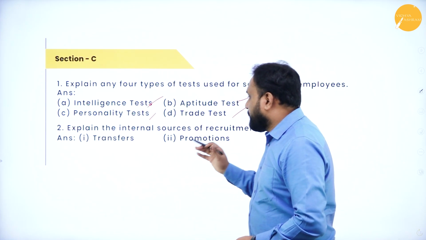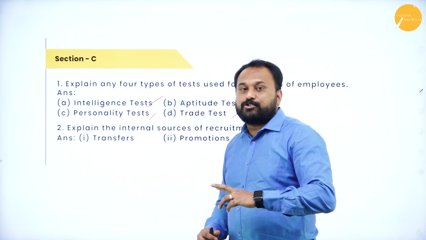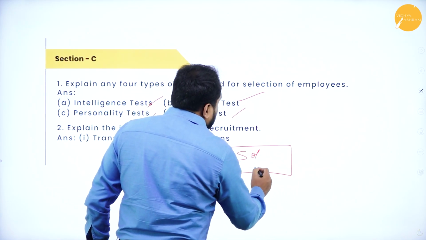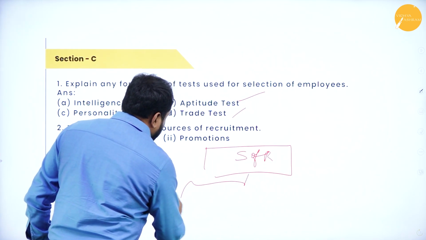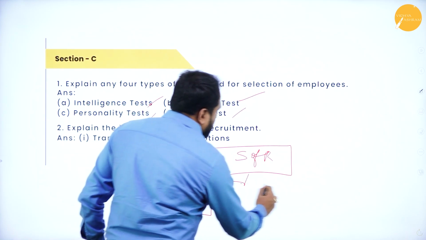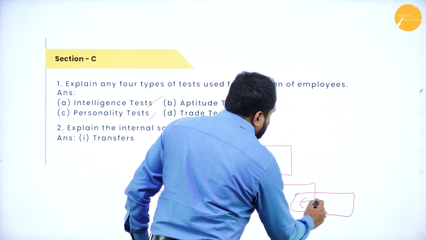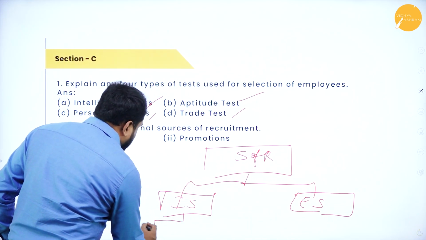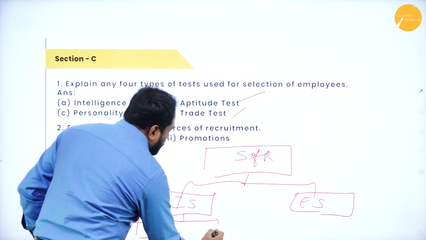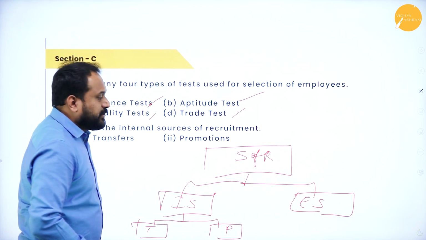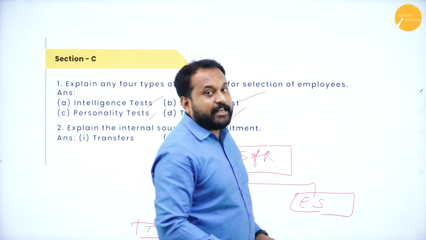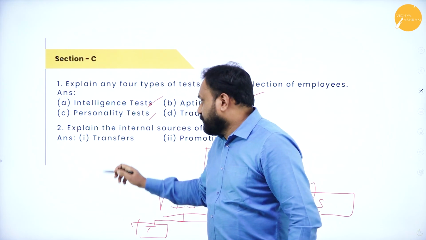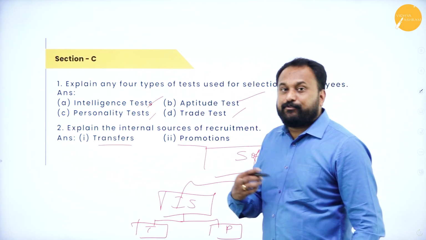Explain the internal source of recruitment. There are two: transfer and promotion. You can actually draw the source of recruitment chart, where you have internal source and external source. In the internal source you have transfer and you have promotion. After that you go with the meaning of recruitment, the definition of recruitment, then start explaining the meaning of transfer and the meaning of promotion. You will get 4 marks.